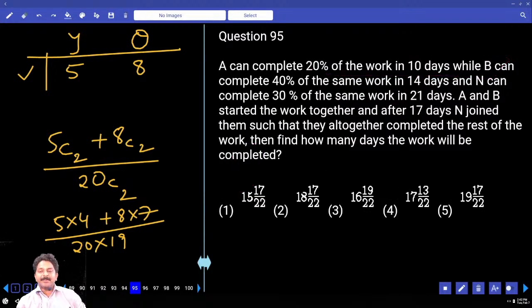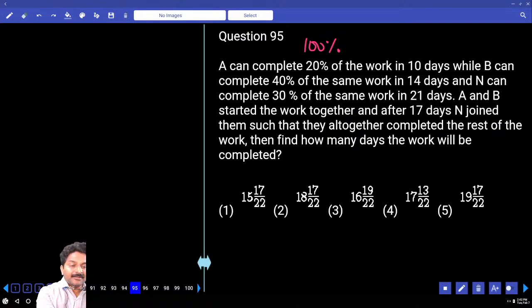A can complete 20% of the work in 10 days. If 20% can be done in 10 days, 100% can be done in how many days? 20, how many times is 100? 5 times. 10 into 5, 50. So A can complete the work in 50 days.